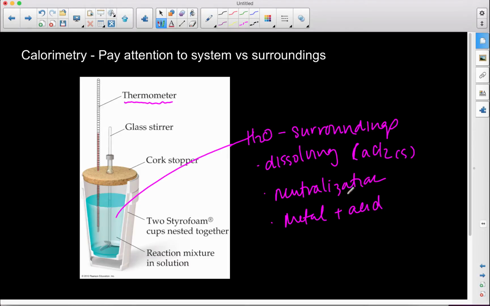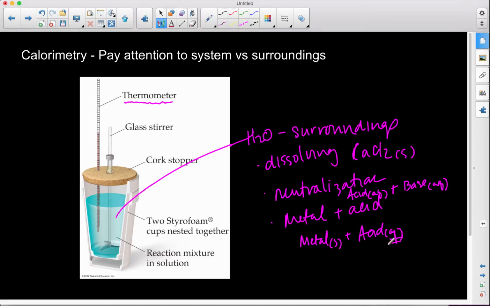If we do a neutralization, we are going to have our acid, which is going to be aqueous, plus a base, which often is aqueous. And aqueous means what? Dissolved in water, which means that water is always in the background of what's happening. It doesn't participate, but it's always in the background. Likewise, if we have a metal, my metal is going to be a solid, but my acid is going to be aqueous, which means, again, water in the background.